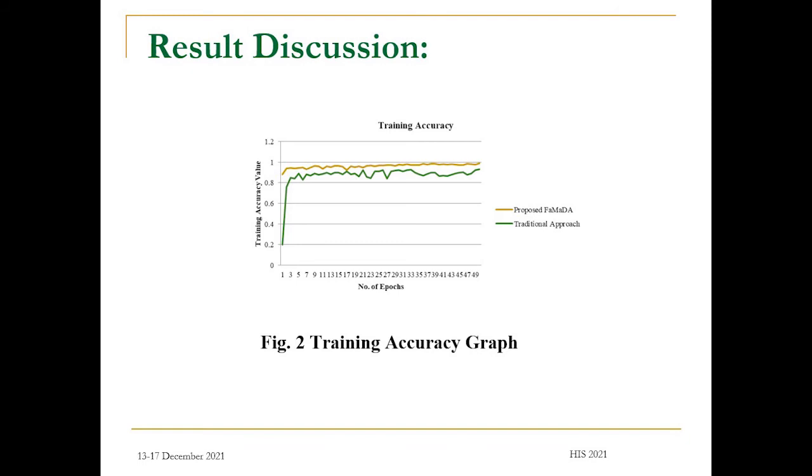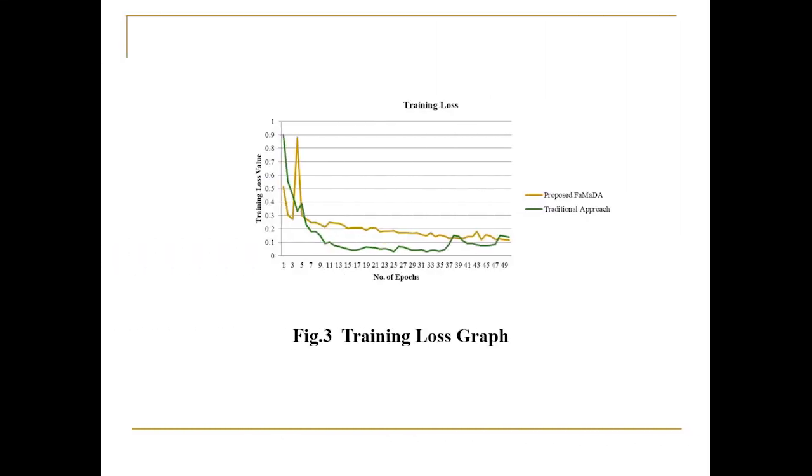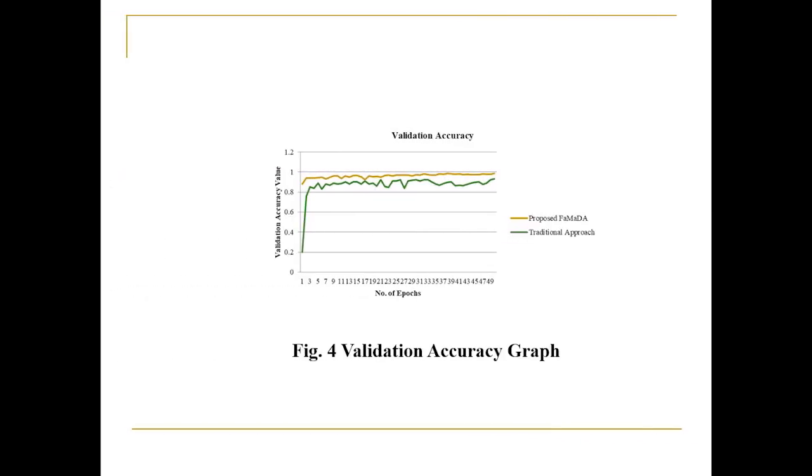overfitting on the data. Third is the training loss graph. The training loss for the proposed model started with 0.55 loss and achieved the peak at the fourth epoch with 0.881 loss. Third is the validation accuracy.